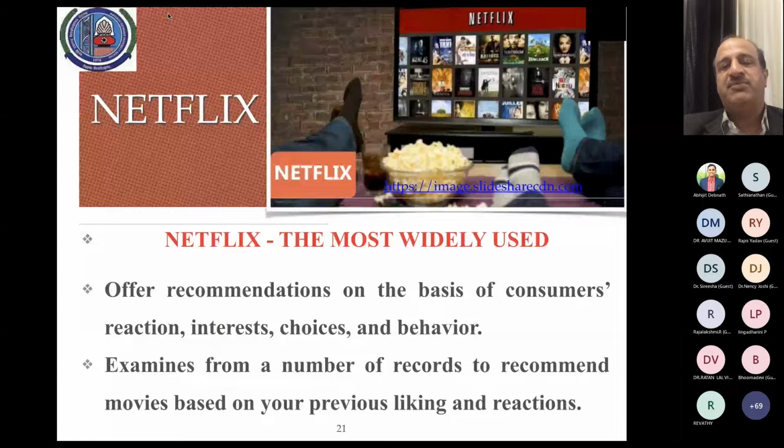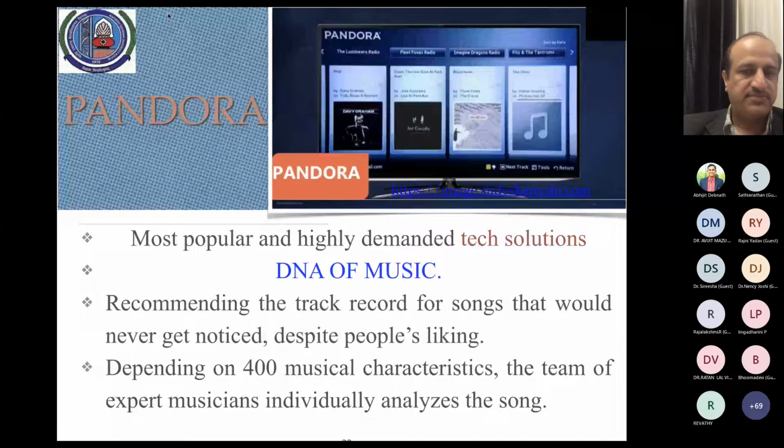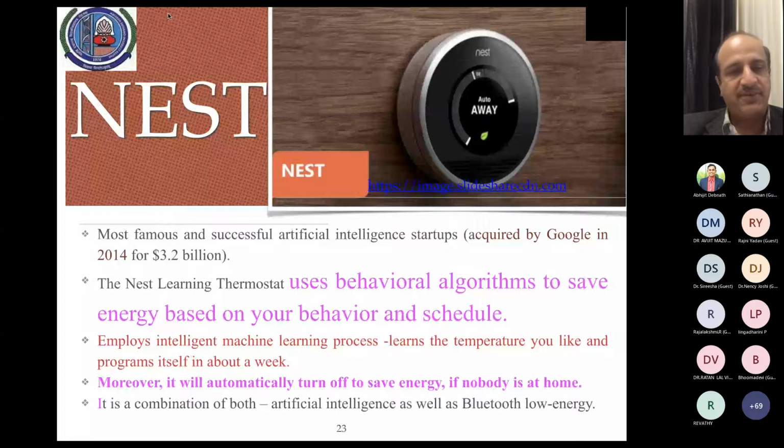And I think this is an example everybody in this webinar must be aware of, Netflix, because it is the most widely used. Based on your reaction, your interest, your choices and behavior, it is giving you recommendations. Pandora, the DNA of music, is recommending track and song records for songs that would never get noticed despite people liking them. So they can analyze the song.